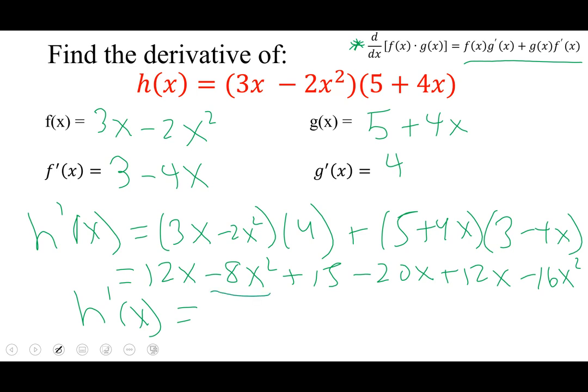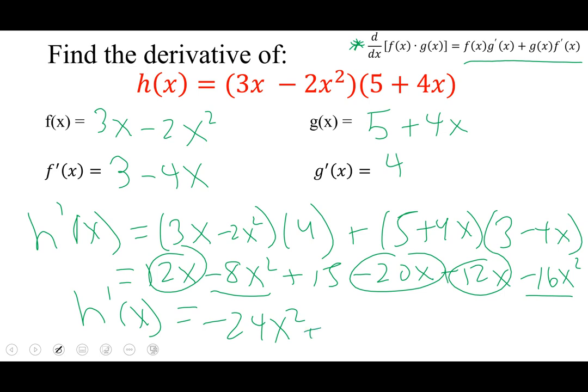So negative 8x squared, negative 16x squared, that's a total of negative 24x squared. This is a 12x plus a 12x is a 24 minus 20 gives me a positive 4x. And then that lonely little positive 15. And here is, in fact, my derivative.